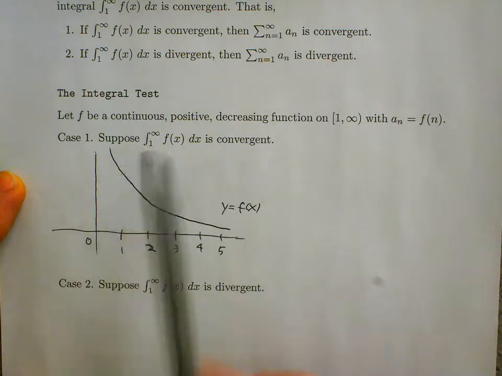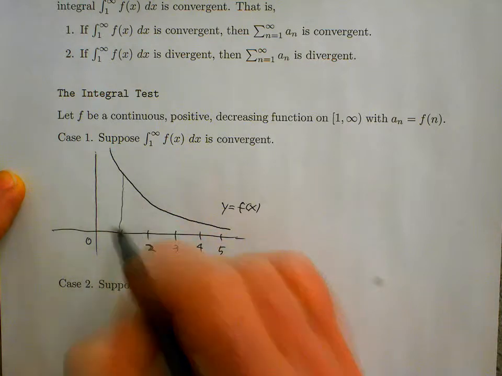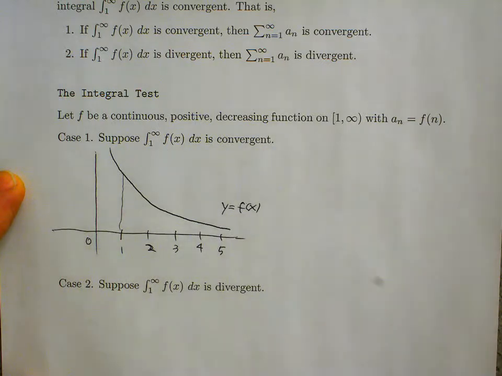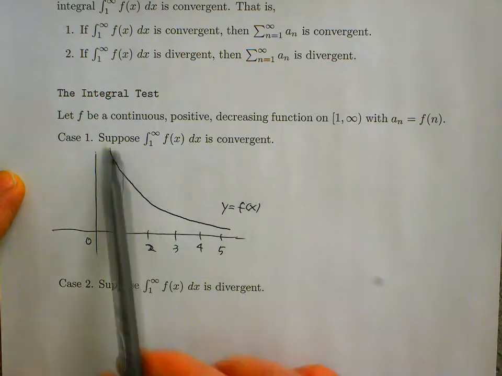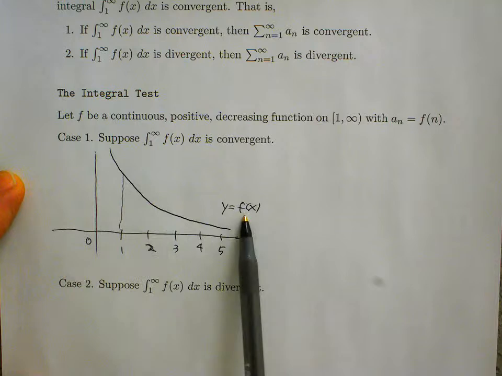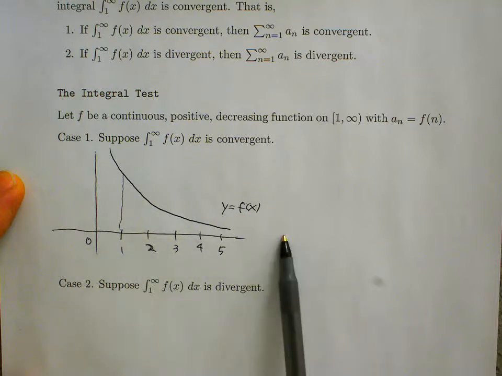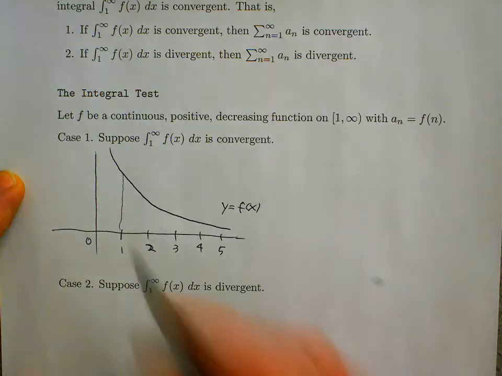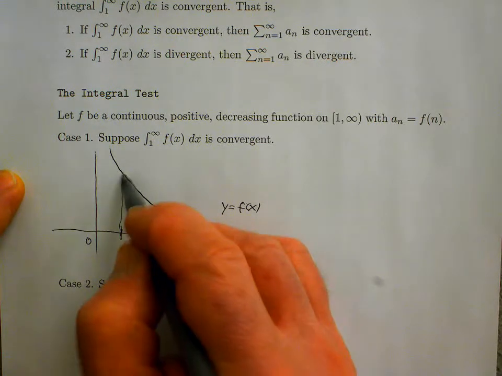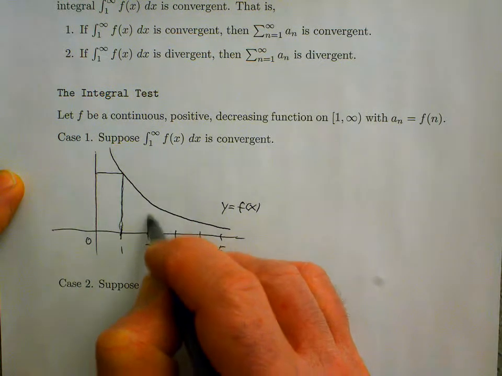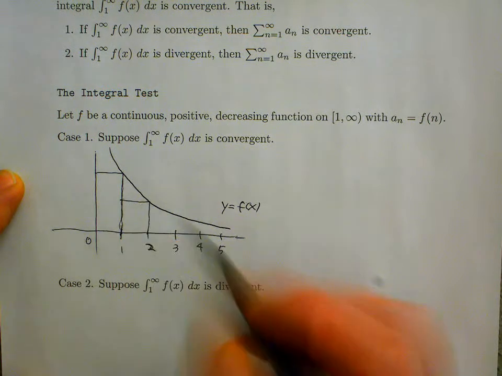So remember what it means if the improper integral of f of x from 1 to infinity is convergent. What does that mean? That means that the area that's below the graph of y equals f of x and above the x-axis from 1 to infinity is a finite number. Okay, so we're going to construct rectangles that are below the curve.